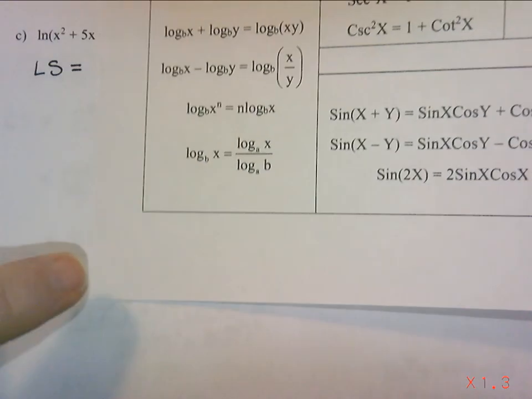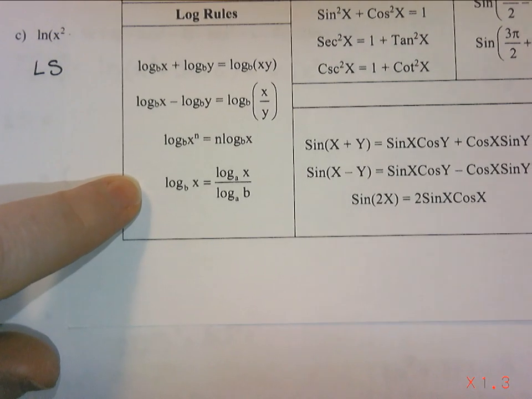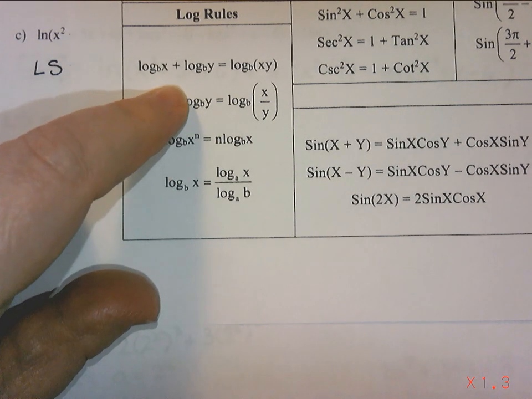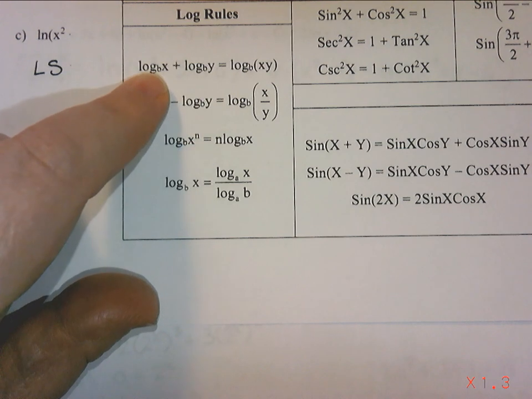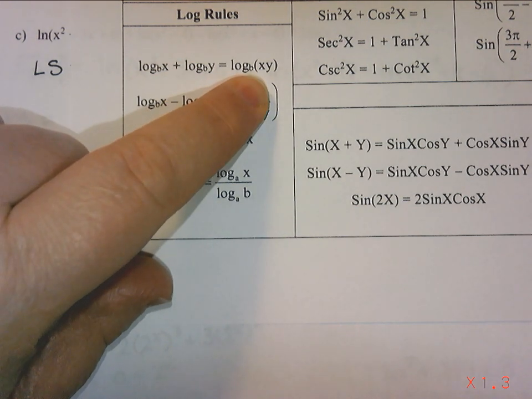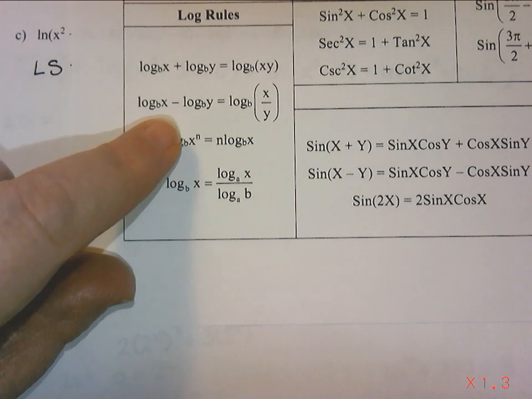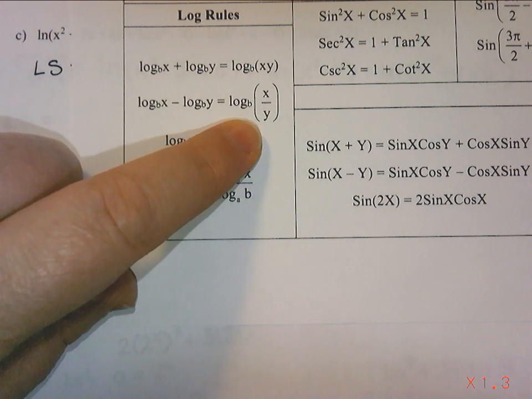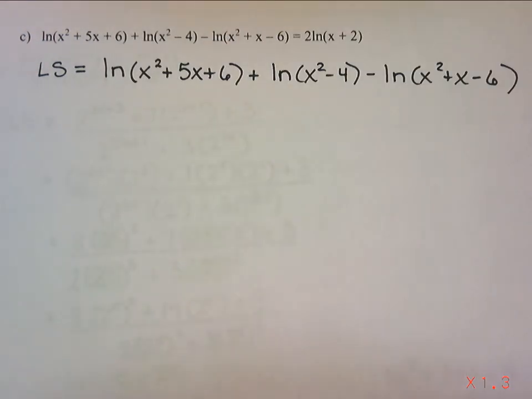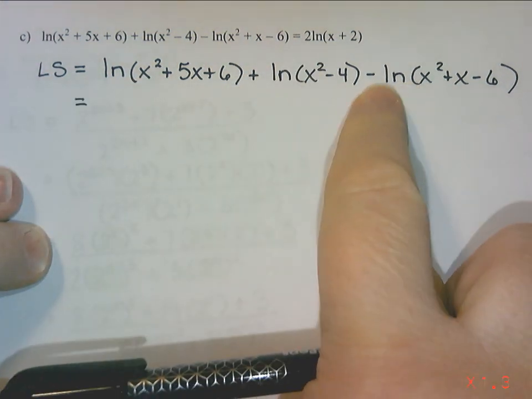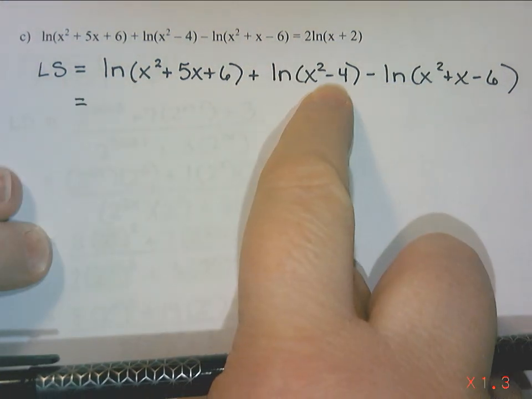Now, if I look at my list of log rules, I do have log rules for addition and subtraction. The addition rule says that we can combine or merge 2 logs into 1 by multiplying their arguments if they have the same base. And then the subtraction rule says that we can merge them into 1 by dividing those arguments. So we are going to go left to right following our regular order of operations. We have addition and subtraction, so I'm just going to do whichever one comes first.